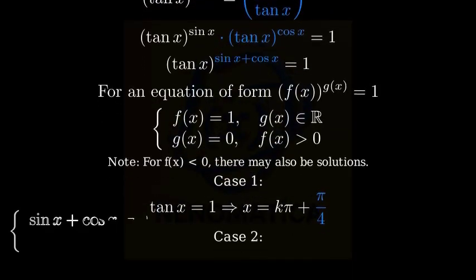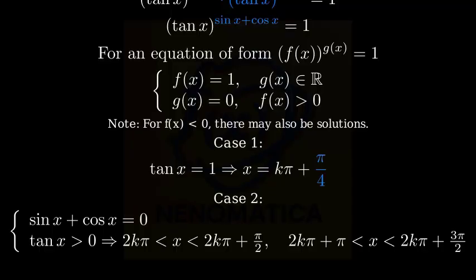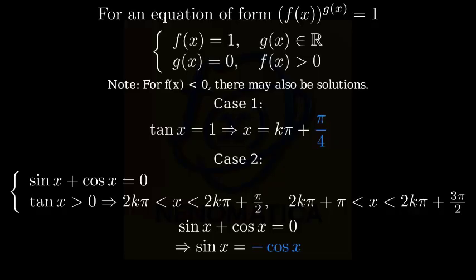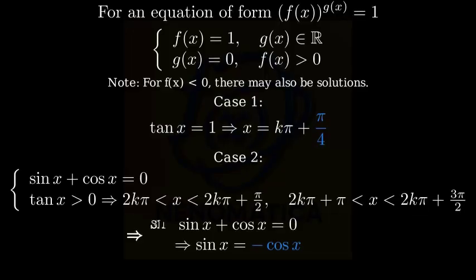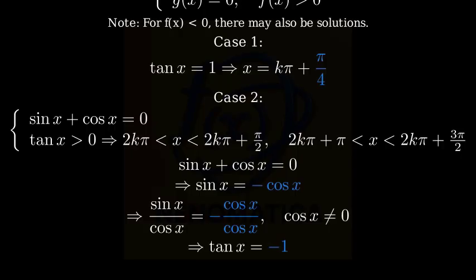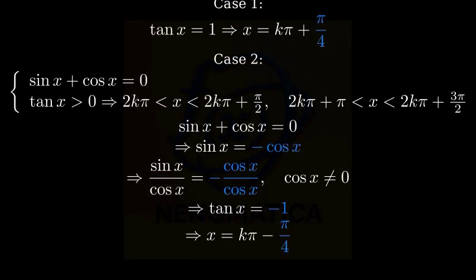For the second case, we set sine x plus cosine x equal to 0, and we also need to ensure that tangent x is positive. This gives us these ranges for x. Let's solve the equation sine x plus cosine x equals 0. First, we rearrange it to get sine x equals negative cosine x. Next, let's divide both sides by cosine x to get tangent x, assuming cosine x is not 0. We get sine x over cosine x equals negative cosine x over cosine x. This gives us tangent x equals negative 1. Solving for x, we get x equals k times pi minus pi over 4.